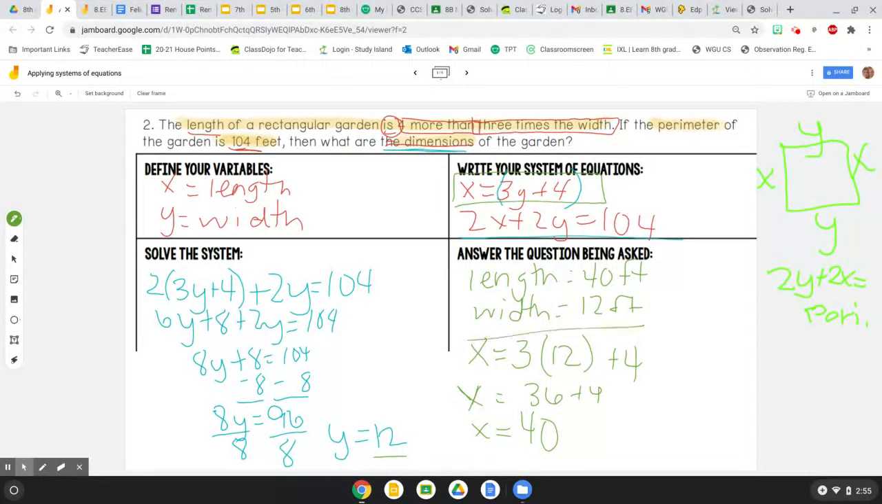Okay, so now that I've answered the question, I can make sure that I check. I can substitute in x and y values and make sure that it makes sense with the information that it gave me in the question. And if it does make sense, then I know I'm good. If not, I may need to reevaluate what equations I kind of made.